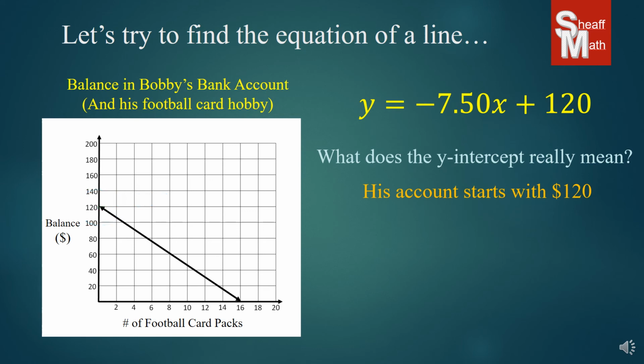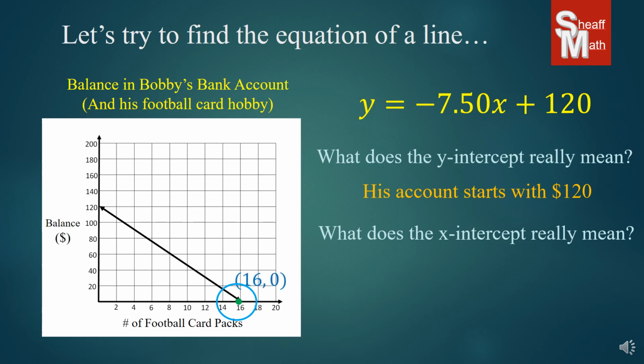Then we have the x-intercept. What does that mean for sure? What does it mean exactly? And so that is 16, 0. So what this means is that if he buys 16 packs of football cards, he will be out of money in his account. Okay, so after buying 16 packs, he will be out of money. And that's what it is.